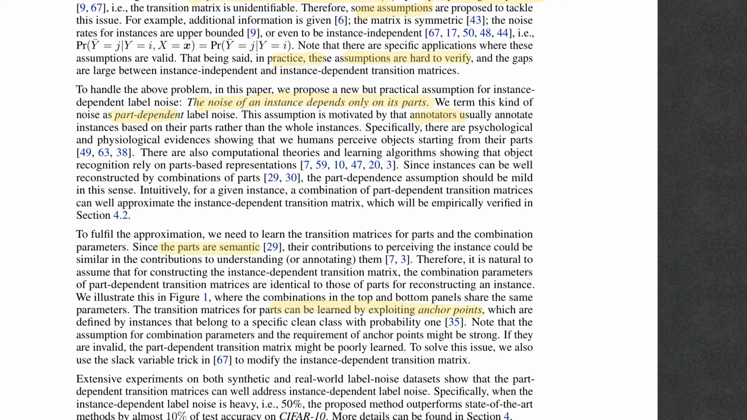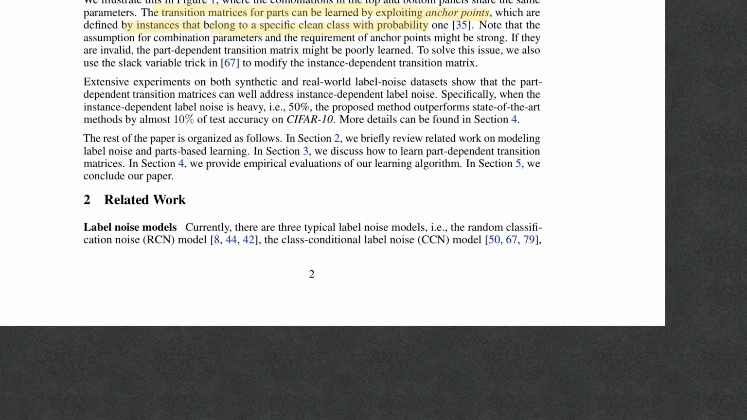They mentioned that such transition matrices for these parts can be learned by using anchor points. And they define an anchor point as an instance that belongs to a specific clean class with probability 1. In using this approach in practice, they mentioned that in cases of heavy instance-dependent label noise, for example 50%, it leads to an advantage of almost 10% of test accuracy on the CIFAR-10 dataset, which suggests that it has significant advantages.